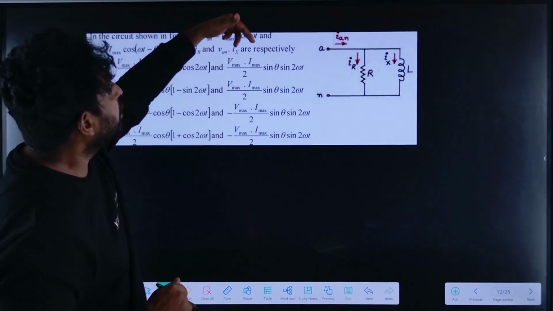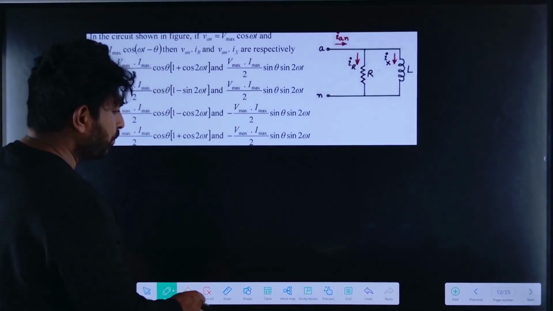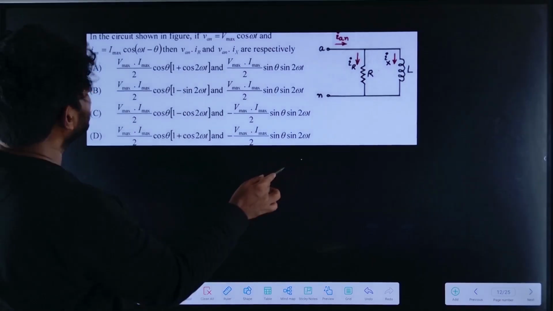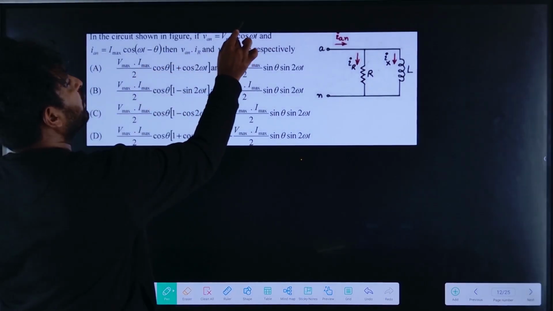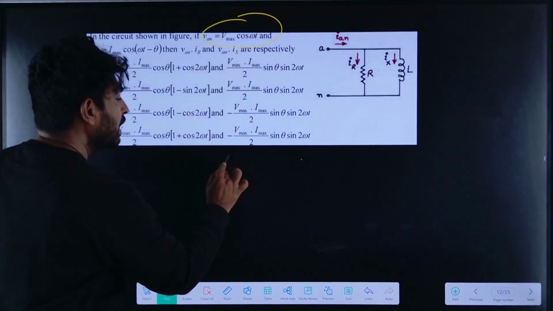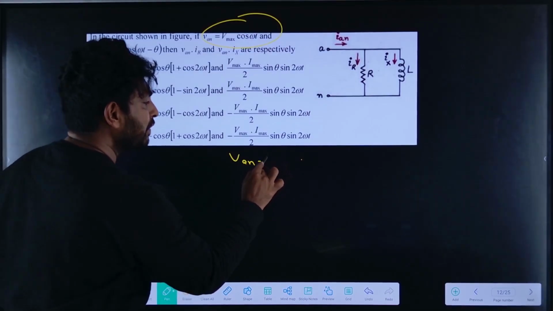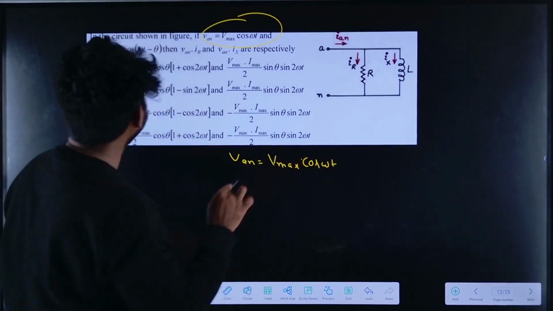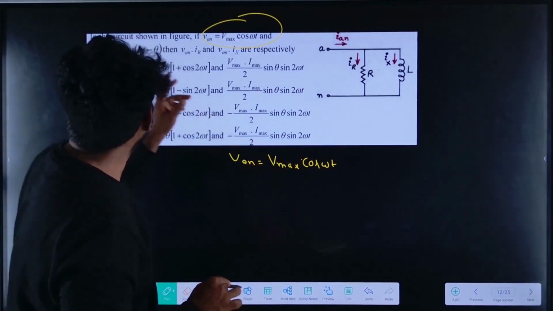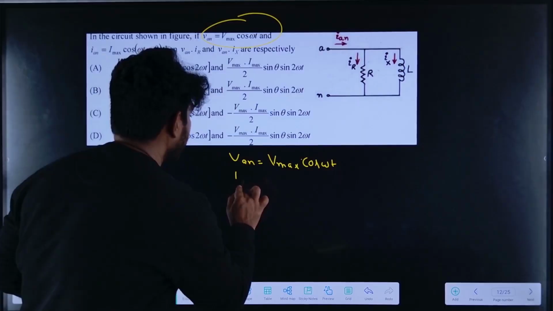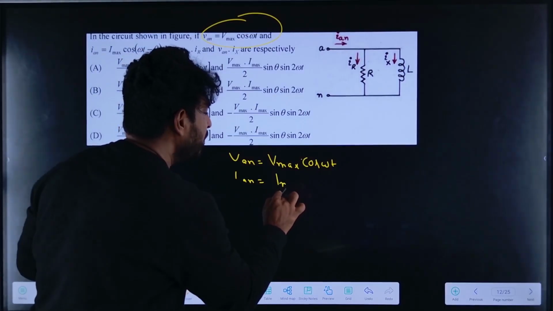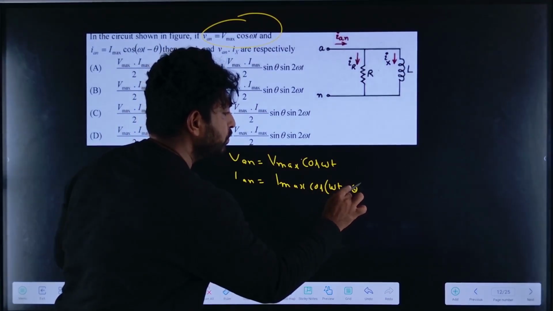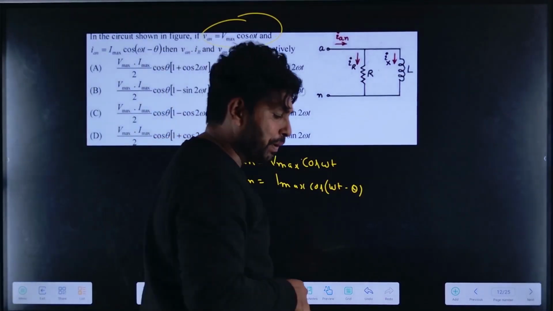In this, VAN and IAN are given. First understand the problem. VAN is given as V max cos omega t, right? And IAN is given as I max into cos omega t minus theta.